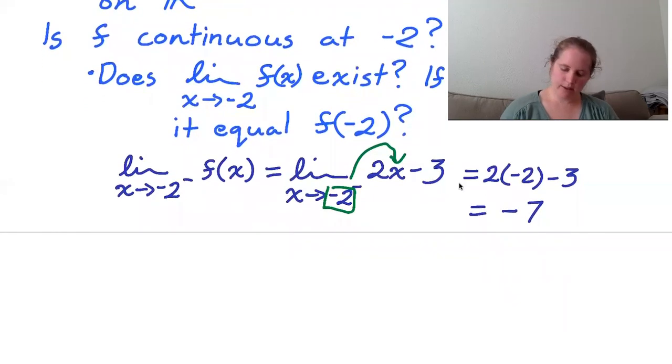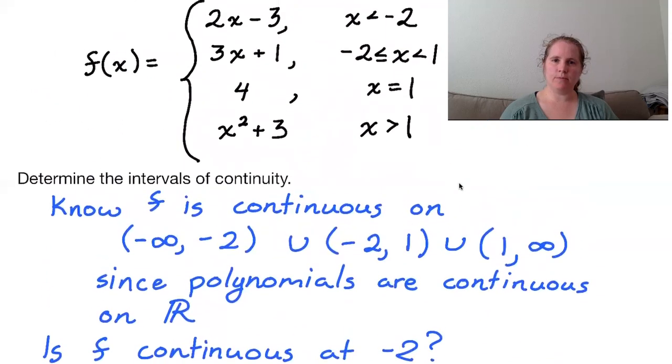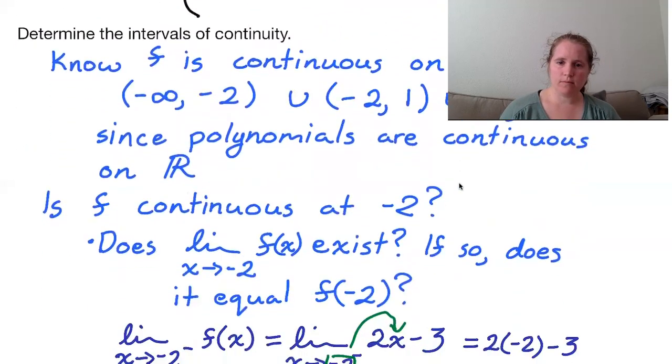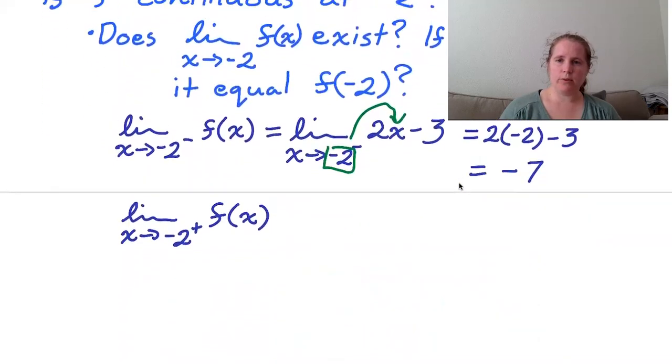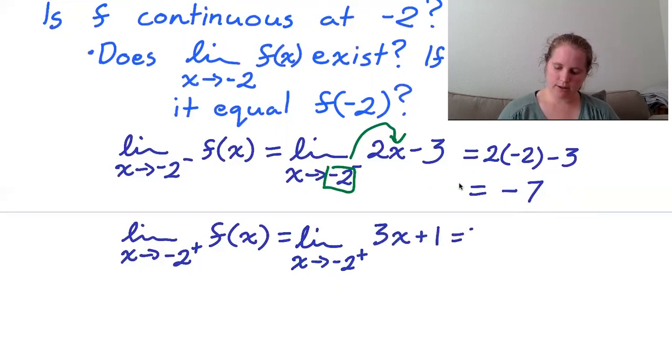Now, if we do the same thing coming from the right, the limit as x approaches -2 from the right of f of x. For x just a little bit bigger than -2, we have that f of x is equal to 3x plus 1. So this is equal to the limit as x approaches -2 from the right of 3x plus 1. Again, plugging in, we have 3 times -2 plus 1, which is -5.